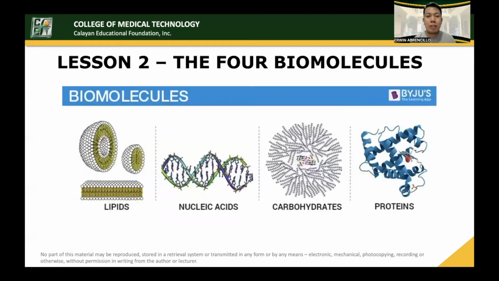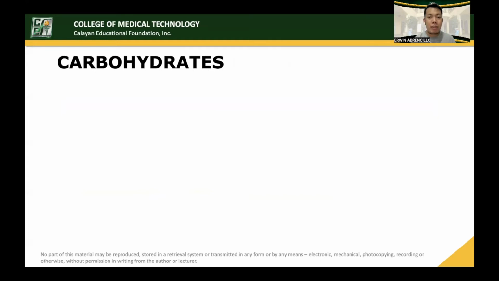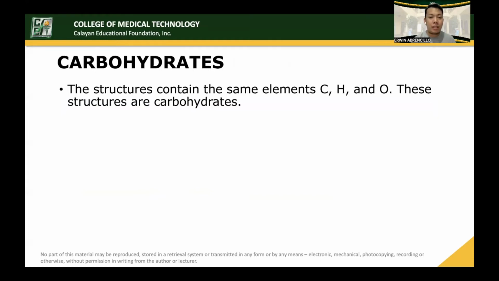So let us now move on to lesson 2, the four biomolecules. I have here the illustration of lipids, nucleic acids, carbohydrates, and proteins, which are the four biomolecules that we are going to tackle. So let us talk first about carbohydrates. The structures contain the same elements of C, H, and O. These are the structures of carbohydrates.